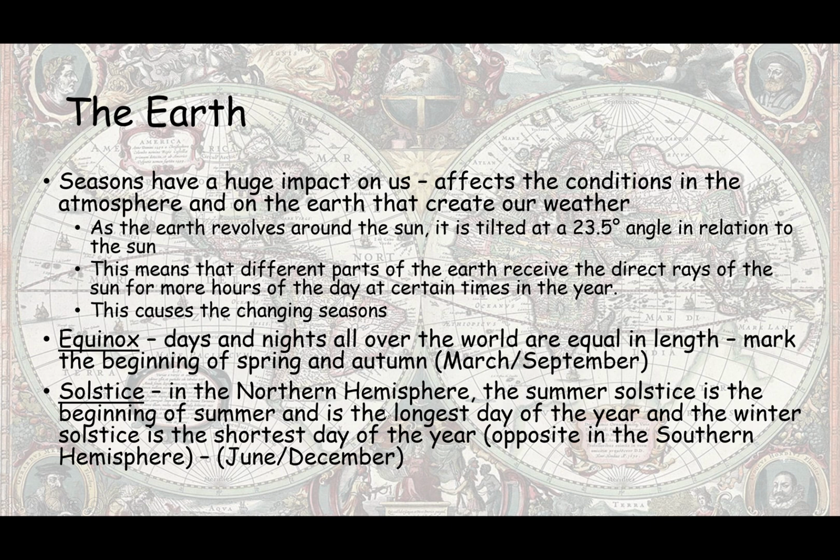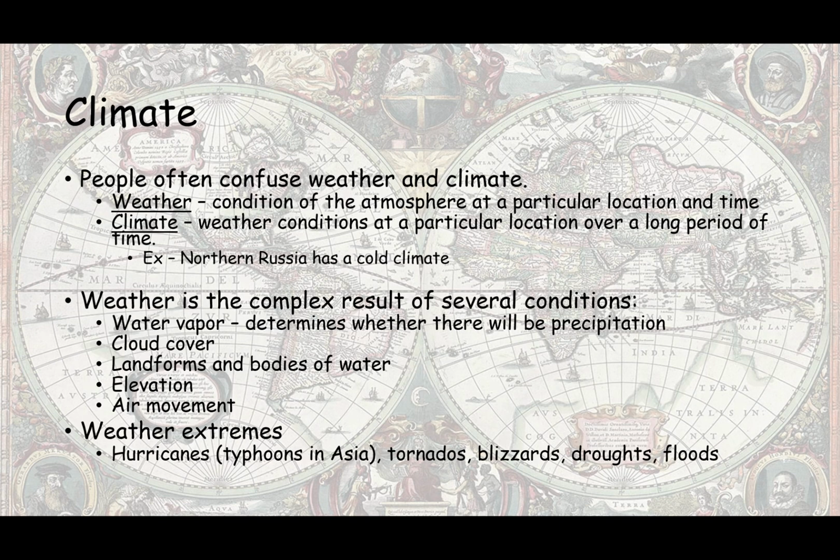And then the solstice is in the northern hemisphere. The summer solstice is the beginning of summer and is the longest day. And in the winter, the solstice is the shortest day of the year. And it's the opposite in the southern hemisphere. Okay. Wish I had a diagram for that. I might need to find one.